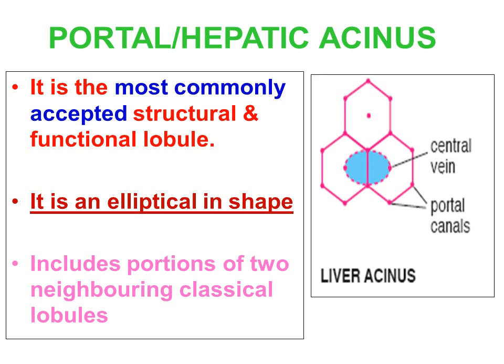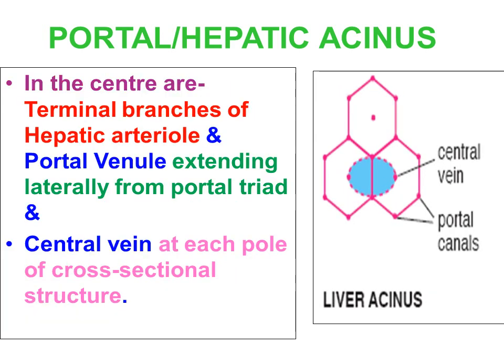The portal acinus is the functional unit of the liver. It is an elliptical-shaped structure that includes portions of two neighboring classical lobules. The long axis of the acinus is formed by joining two central veins, and the short axis is formed by joining adjacent portal triads. In the center are terminal branches of the hepatic arteriole and portal venule extending laterally from the portal triad, and the central vein lies at each pole of the cross-sectional structure.